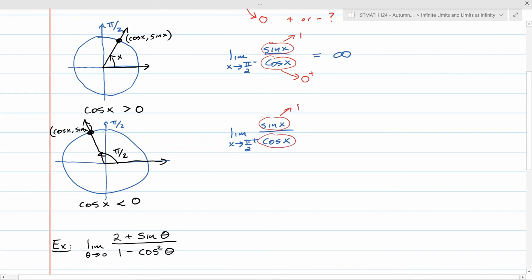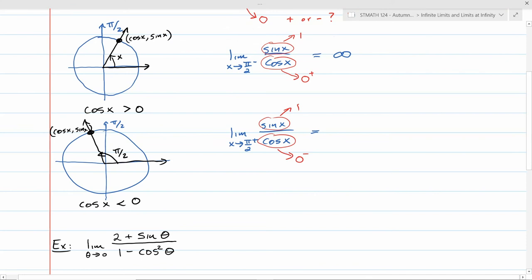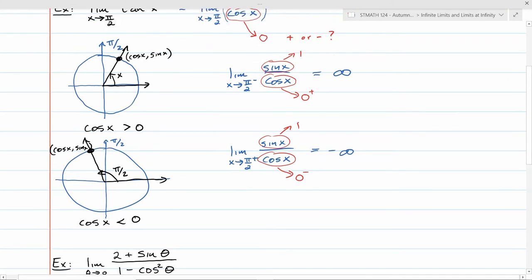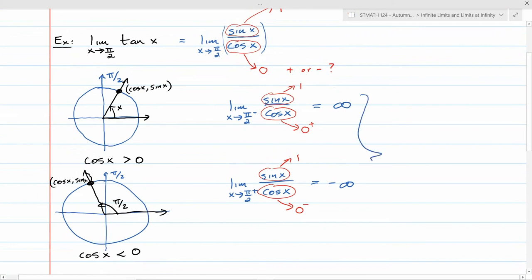And the denominator is going to 0, but from the negative way. So that means that this limit's going to come out to negative infinity. And when you put these two facts together right here, they don't match. So this tells me that the limit as x approaches pi over 2, the two-sided limit of the tangent function, which is sine over cosine, just does not exist.